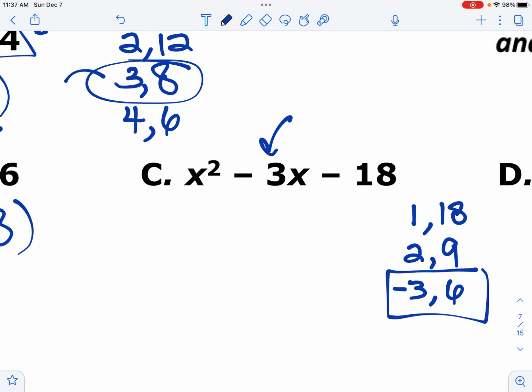Well, if I go there, negative 3 times 6 does give me negative 18. But negative 3 plus 6 gives me positive 3, which is not what I want. I want negative 3. So that means the negative has to go on the other one, like this, because 3 plus negative 6 does give me negative 3. So this is x plus 3 and x minus 6. There we go.